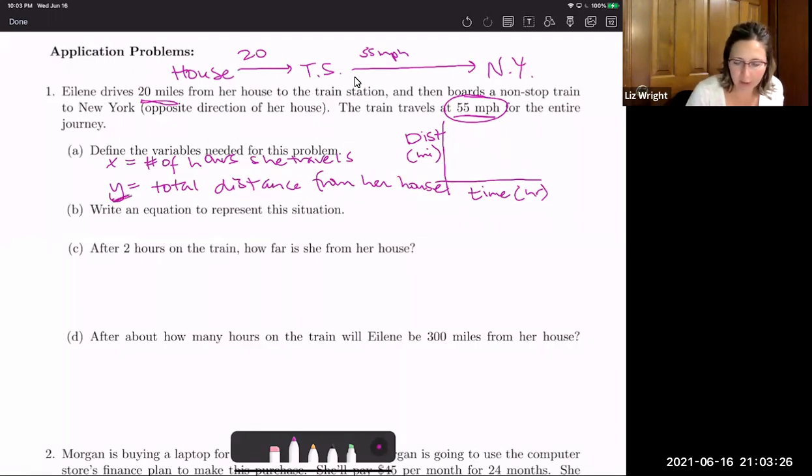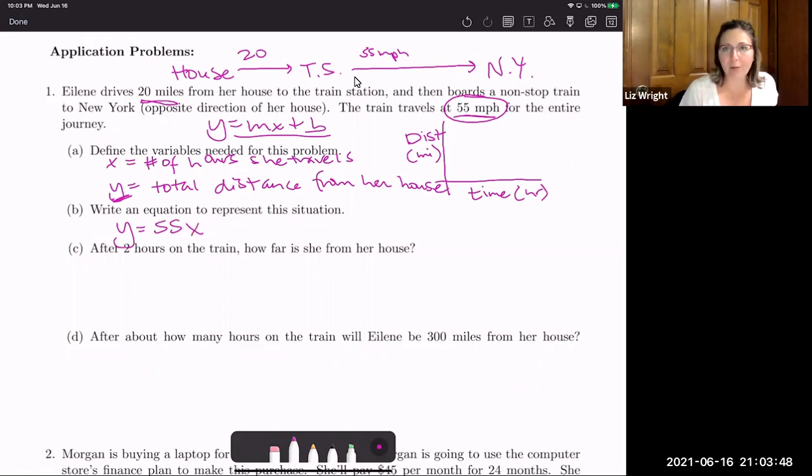Well, if Y equals the total distance, what's our slope? What's our rate of change? Because again, we're trying to do Y equals mx plus b for our linear equation. Our rate is 55x, because it's times however many hours we're traveling. But then where did we start? How many miles did we already start with? What would be our y-intercept? It should be 20. So we'd already traveled 20 miles from our house.